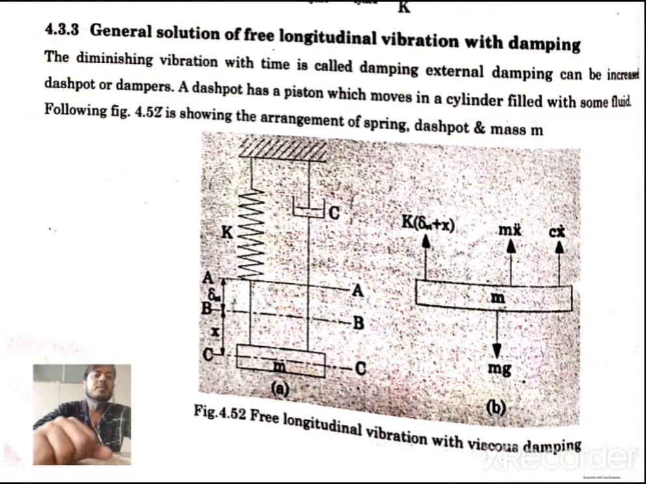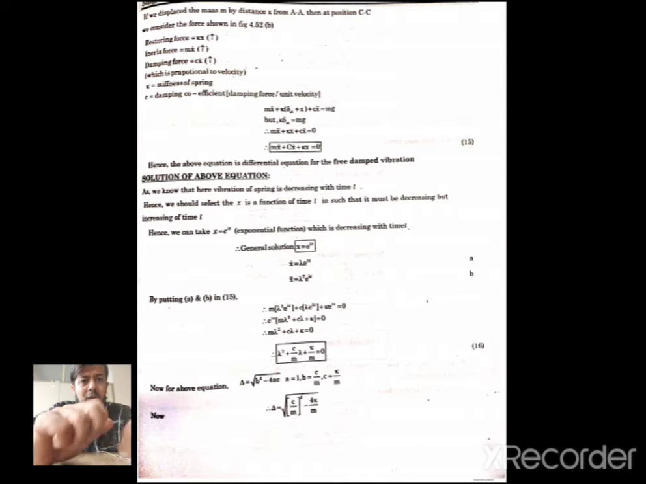Good. Moving further, the restoring force, damping force and inertia force all act in the upward direction, and all the forces are shown. Now applying the laws, we can say that m x double dot plus c x dot plus k(delta x plus x) is equal to mg. Here there is an addition of c x dot compared to free vibration without damping. Simplifying the equation, finally the equation of motion for vibration is m x double dot plus c x dot plus k x is equal to 0.